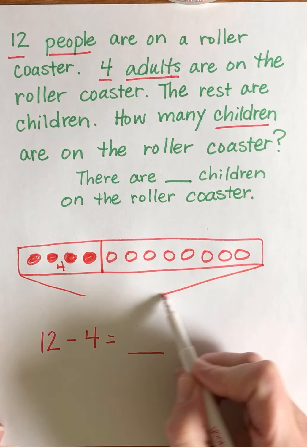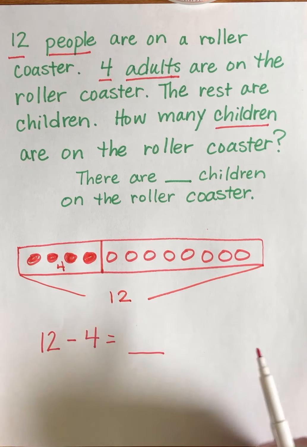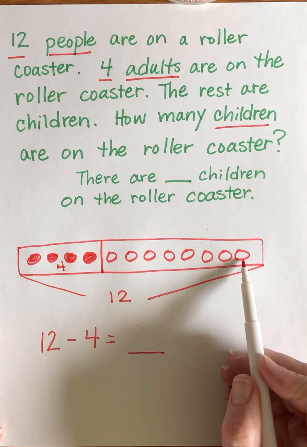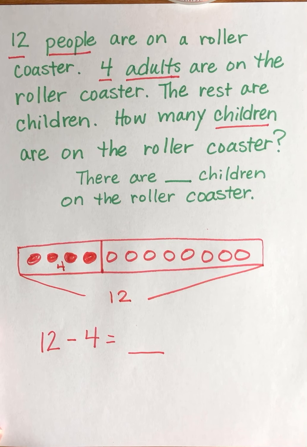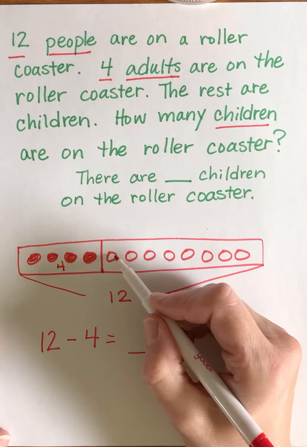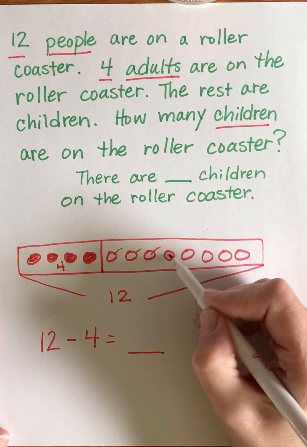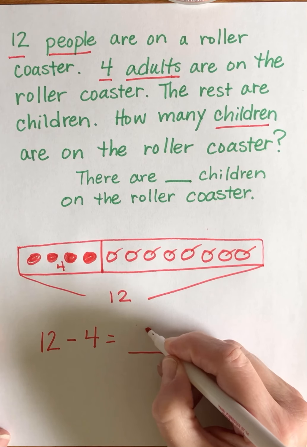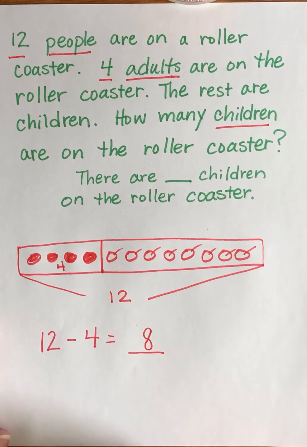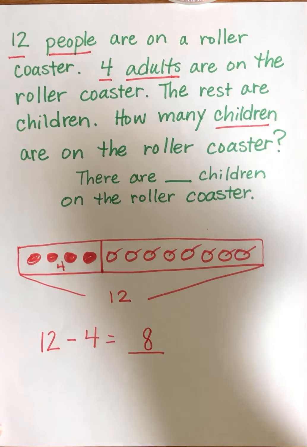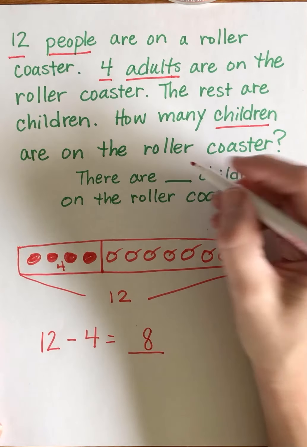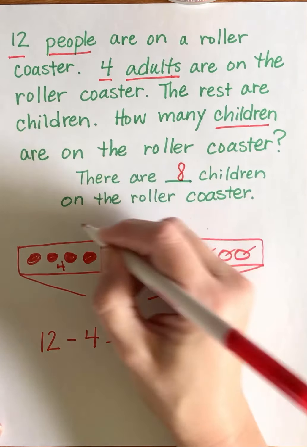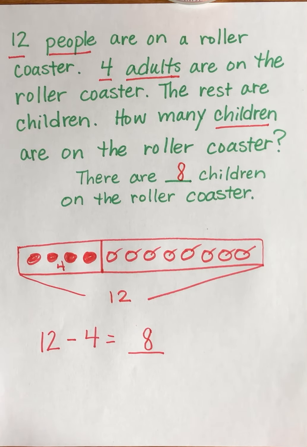Remember, there's 12 in all, and this part is going to be the part that is children. So I'm going to count those to figure out my missing part. 1, 2, 3, 4, 5, 6, 7, 8. 12 minus 4 equals 8. And I always have to remember to go back up and answer the statement or fill in the statement. There are 8 children on the roller coaster.